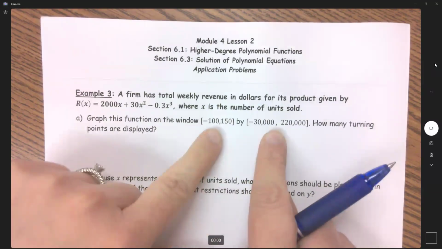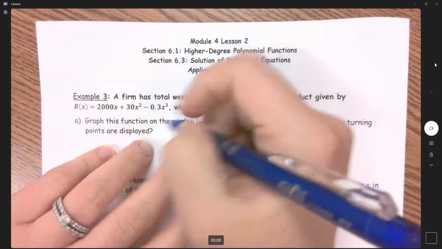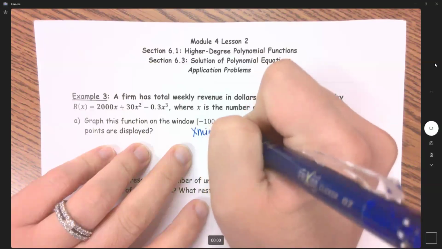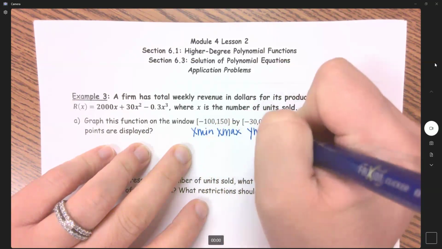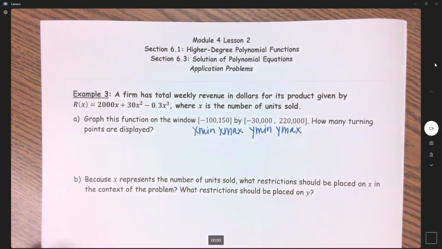So when they give you a window like this, it's talking about my X. So this is my X min and X max. And then these are my Y's. So my Y min and Y max. So let's graph this.